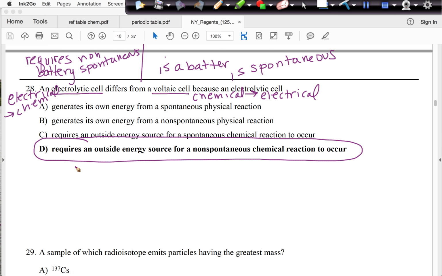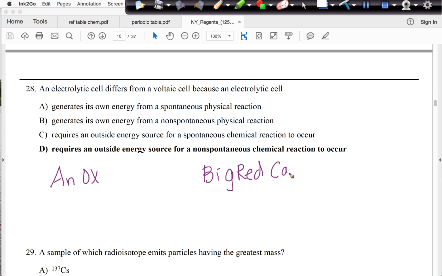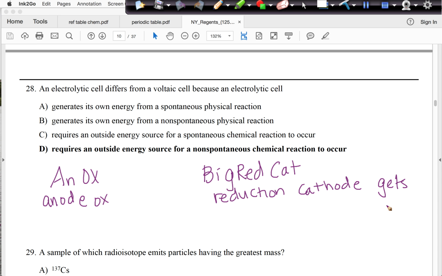Another thing we can do with an electrolytic cell, besides just charging a battery, would be electroplating. Remember that electroplating is electrolytic, and that's where we cover the surface of one metallic object with atoms of another metal. For these electrolytic and voltaic cells, things that go for both of them would be An Ox and Red Cat. An Ox means that the anode is always oxidation. Reduction is always at the cathode, and the cathode always gets bigger.